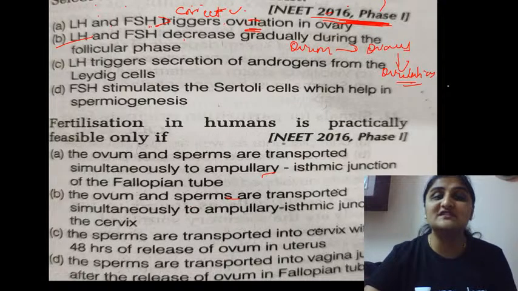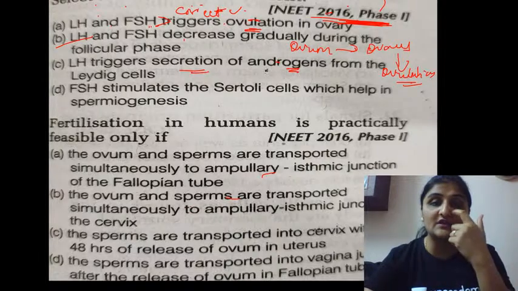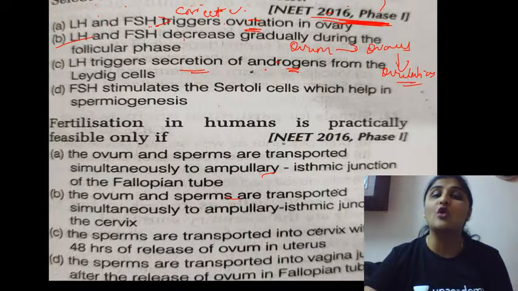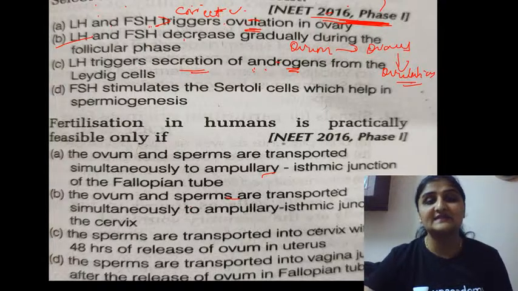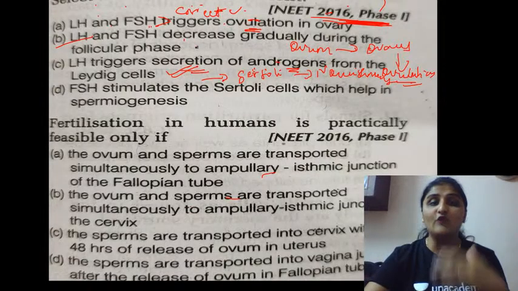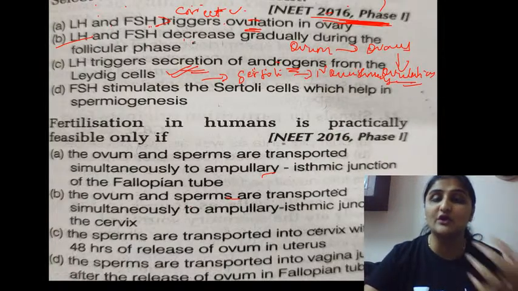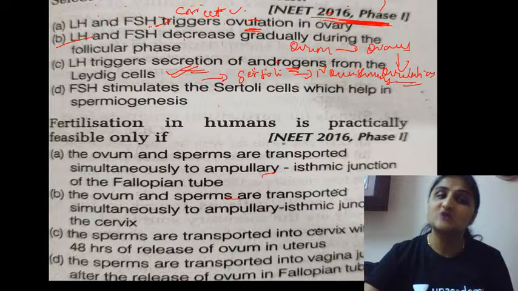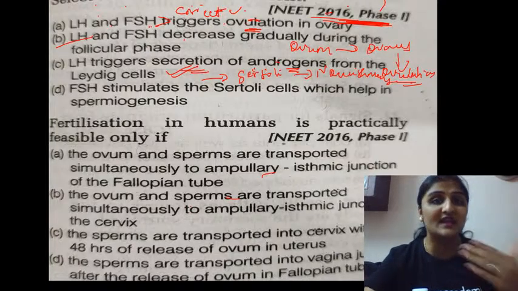So yes, LH and FSH trigger ovulation is the correct statement. Then you go for the third option: LH triggers secretion of androgen. Androgen is related to male hormones. Luteinizing hormone triggers both male and female hormones. In male it is going to trigger the Leydig cells, and Leydig cells are nothing but what, students? They are interstitial cells. And Sertoli cells are going to provide nourishment to the growing sperm inside the testes. So they need LH hormone again, because it is luteinizing hormone, right?